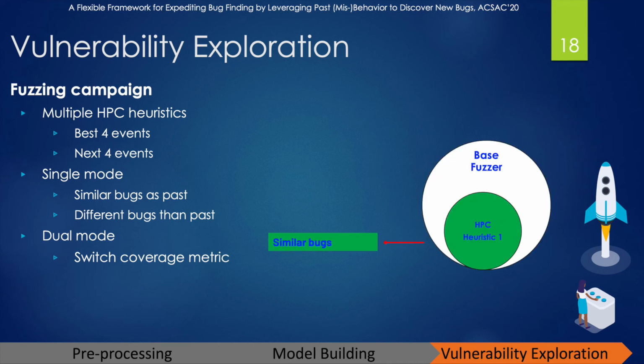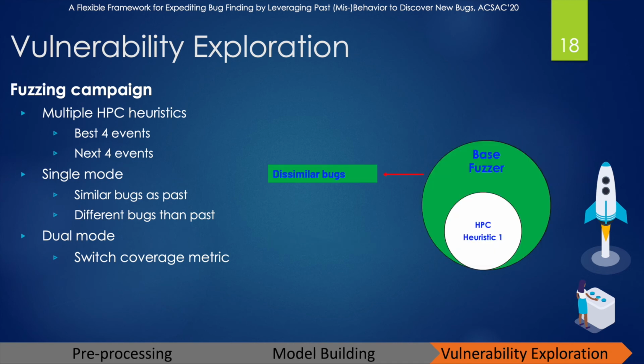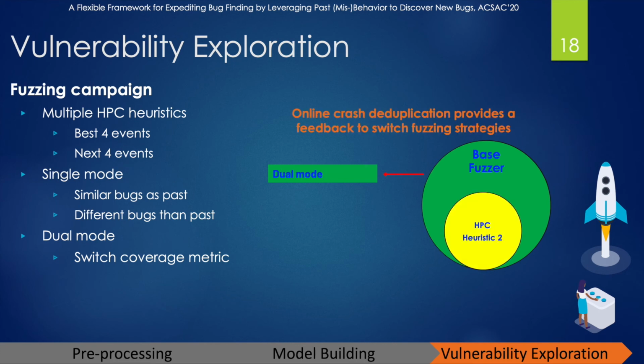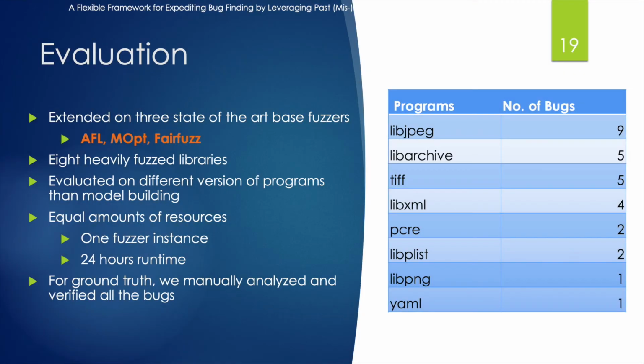For example, for similar bugs, both the base fuzzer and the HPC heuristic should classify the input as interesting. Only then is the input selected. Whereas for dissimilar bugs, the HPC heuristic should classify it as uninteresting. In dual mode, we can switch the fuzzing strategy by selecting a different coverage metric when the fuzzer does not make progress. We extended our approach on 3 state-of-the-art fuzzers and evaluated on 8 heavily fuzzed libraries.